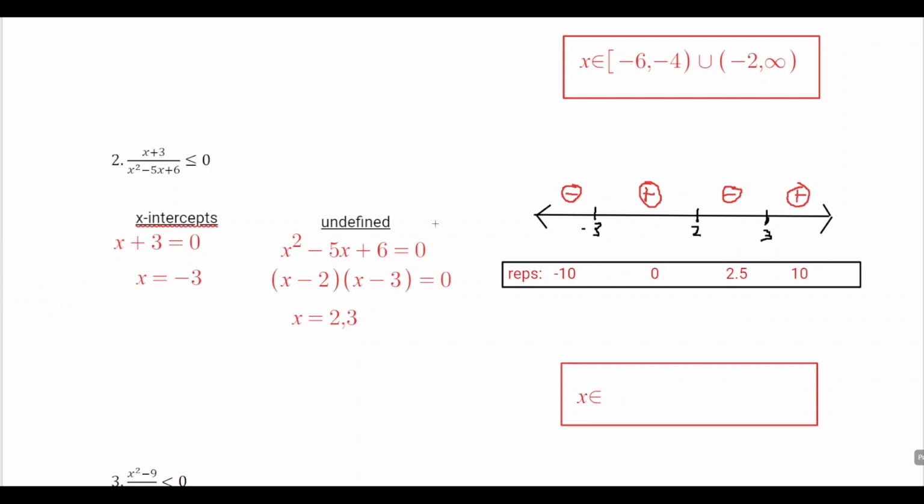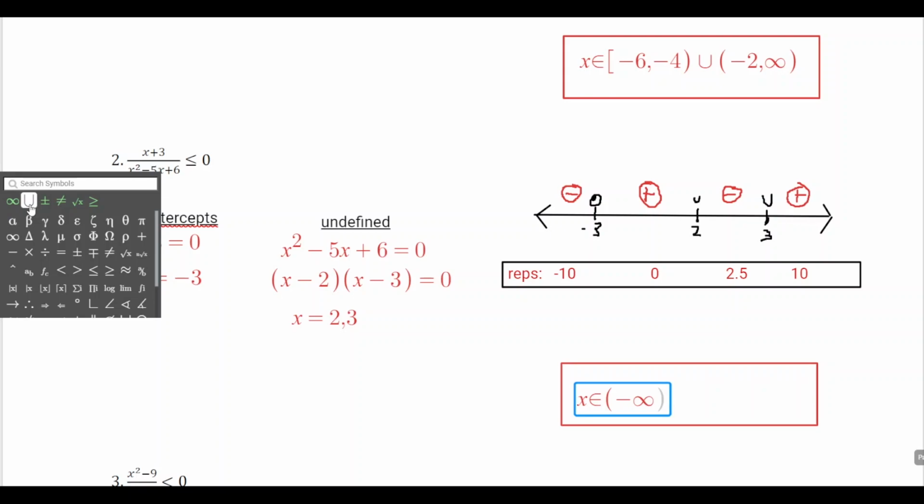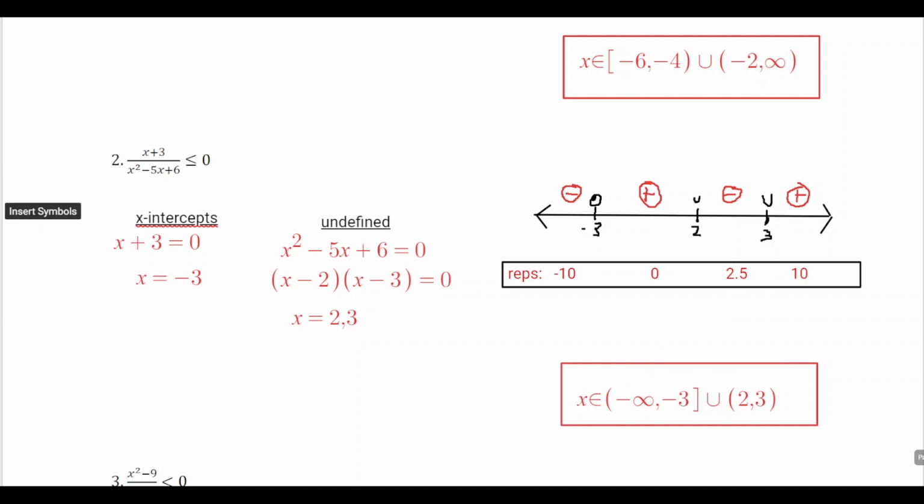So I need to make a note that the x-intercept of negative 3 is where the function equals 0, and these values of 2 and 3 are making the function undefined. Okay? So my solution set here is going to be all the values where the rational expression is negative or equal to 0. So that's going to be between negative infinity and negative 3. And I am going to include negative 3 here, so I'm going to put a bracket. Union, and then, what's the next one? 2 to 3. And since both of those endpoints are undefined, I'm not going to include either, which is why I'm using the parentheses on those. All right, so there's number 2.